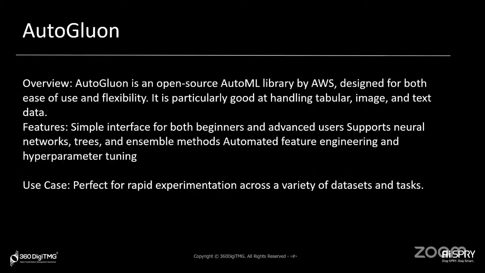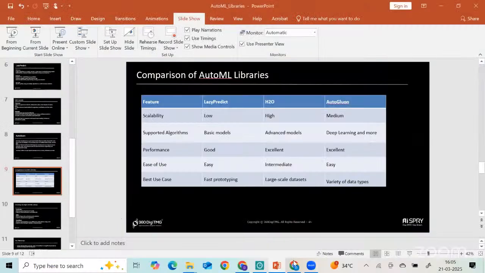Then we have AutoGluon. AutoGluon is an open source AutoML library by AWS, designed for both ease of use and flexibility. It is particularly good at handling tabular, image, and text data as well. So it is perfect for rapid experimentation across a variety of datasets and tasks. Let's explore quickly and then we'll come back again here.